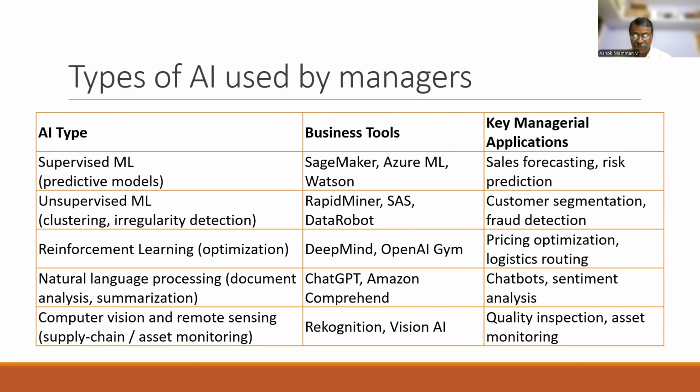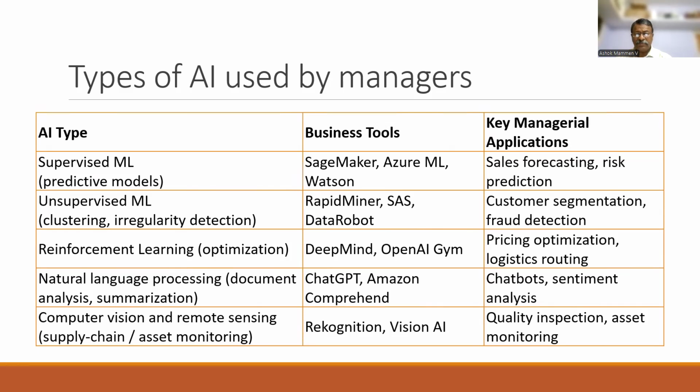What do they mean? Computer vision and remoting are basically used for inspection purposes. Whether defects are there or not. So quality inspections, and they want to monitor their assets.